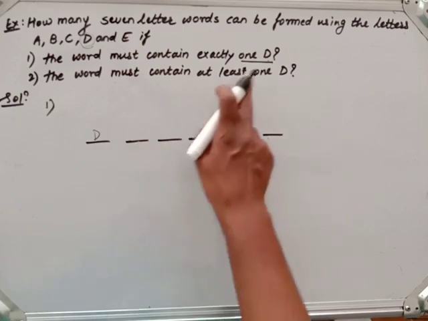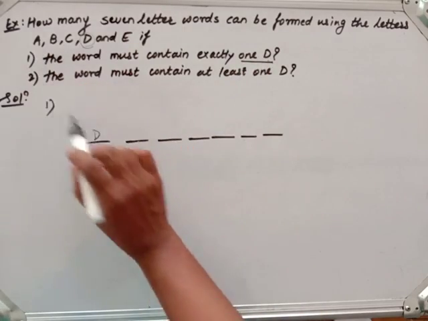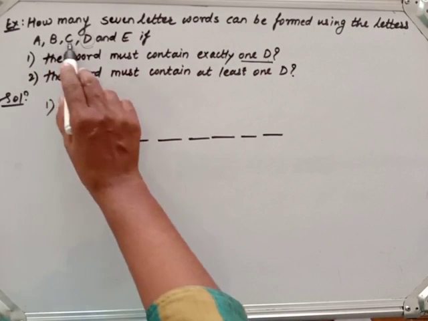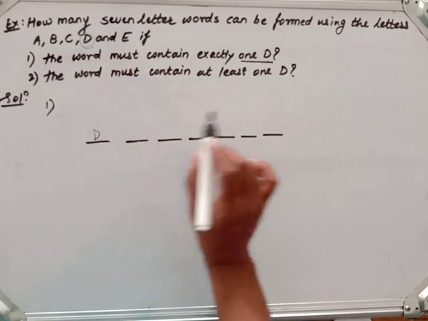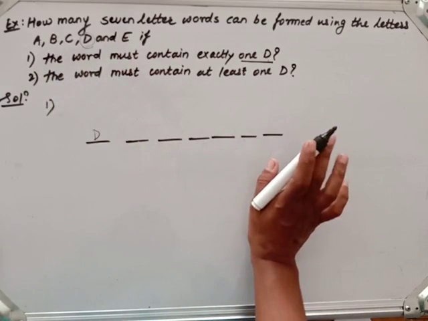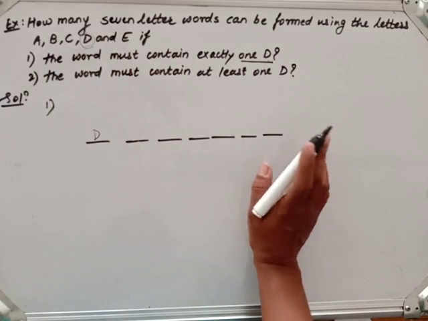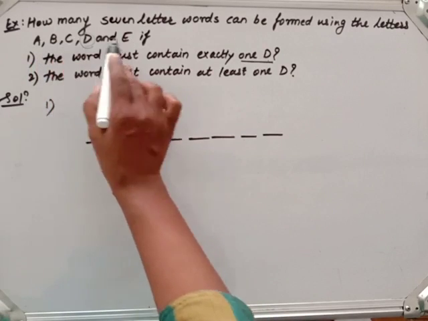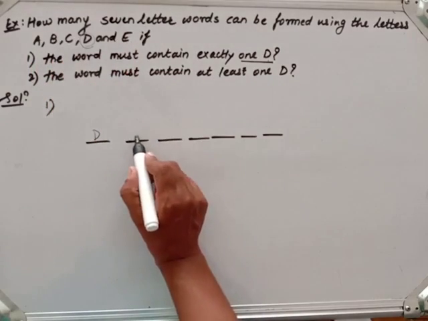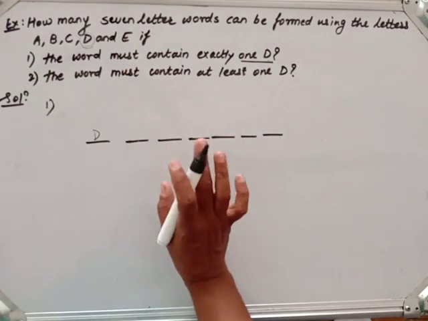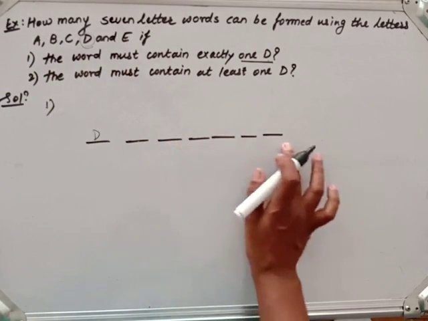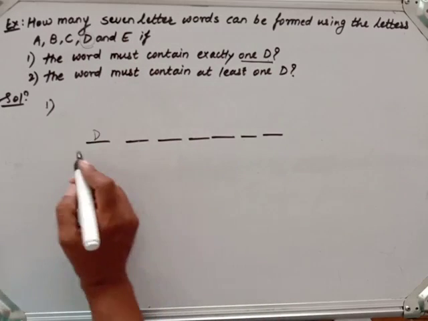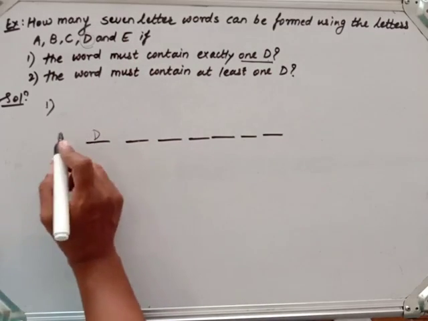So D has how many choices? 7 choices. But for the other places, how many choices are left? A, B, C and E. Now there is no condition for these letters, so these letters may repeat. So how many letters are left? 4 letters are left. So here how many choices? 4 choices. Again, all the remaining 6 places have how many choices? 4 choices.